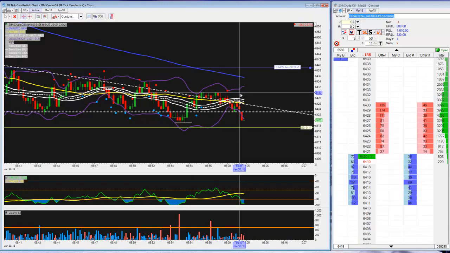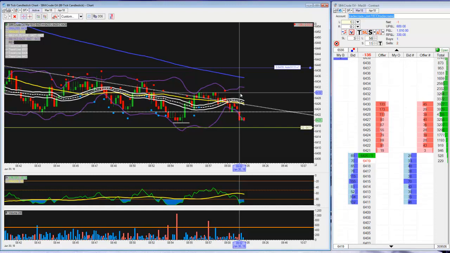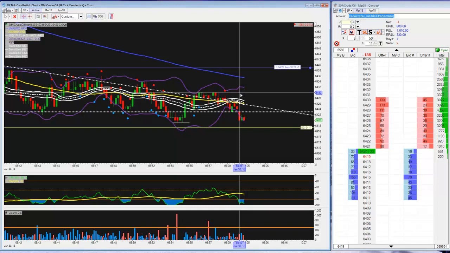What I'm looking for is a 5,000 plus volume bar on the red side. I believe we'll find something underneath this S2 line.